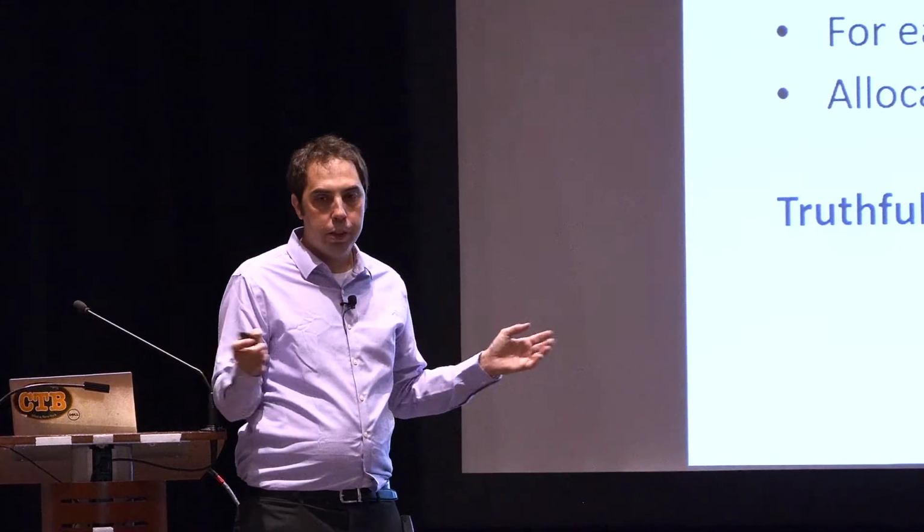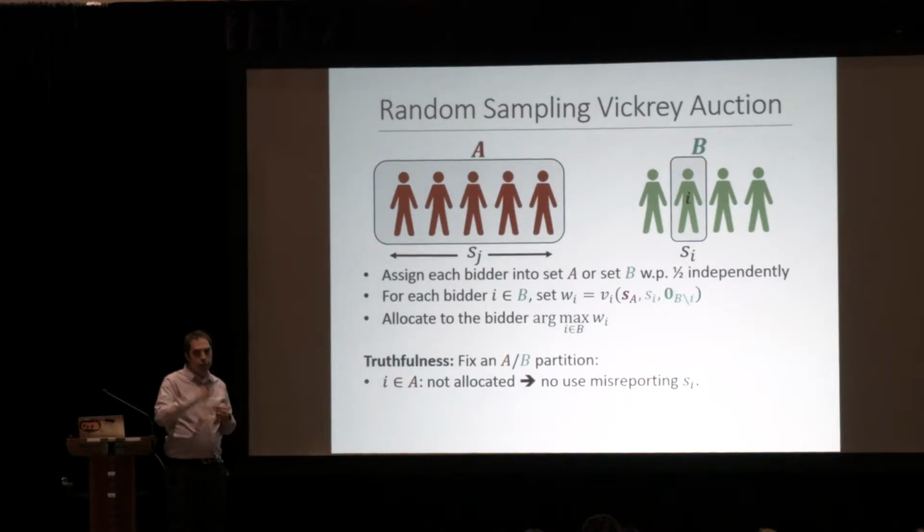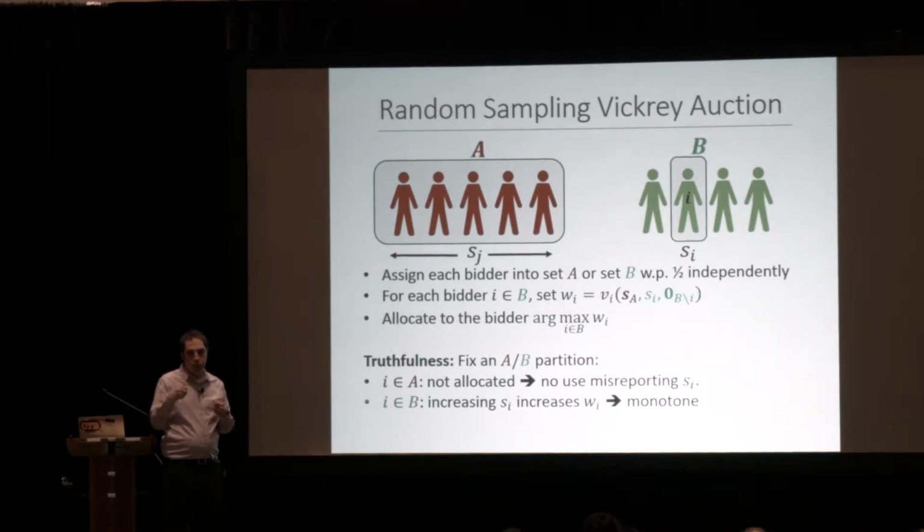So let's fix an AB partition and look at two cases. The first one is that the bidder is in set A. In this case, no matter what he reports, he doesn't win. So it's trivially monotone. The other case is where the bidder is in set B. If he increases his signal, he increases his weight and doesn't affect the weights of other bidders in B. So he can only go from a non-winner to a winner. You can only pass the threshold of the highest one. So it's monotone. Therefore, it's truthful.